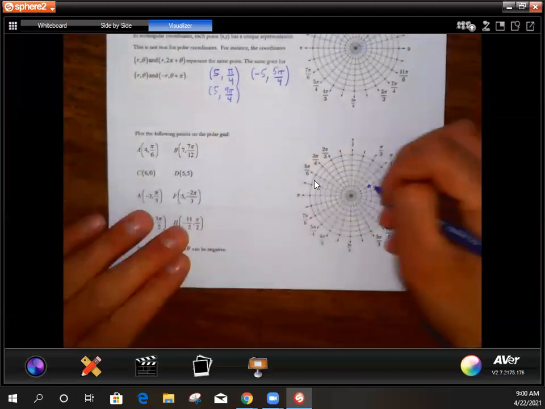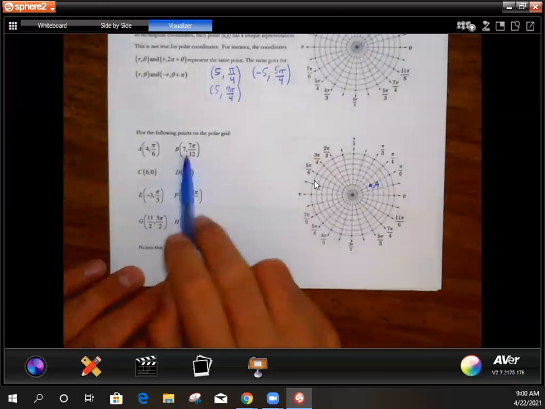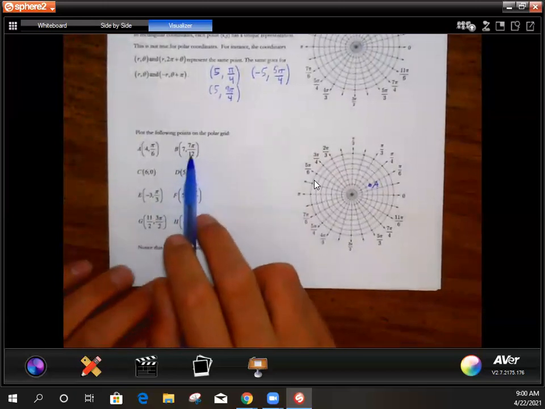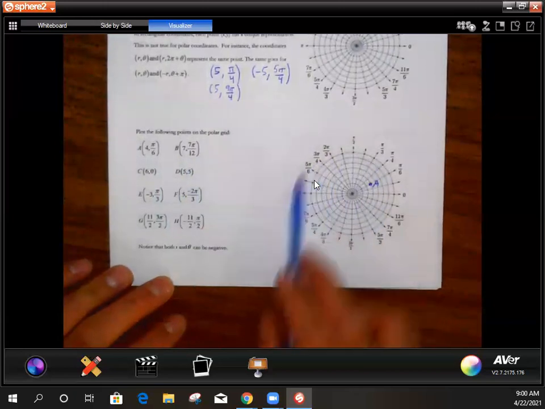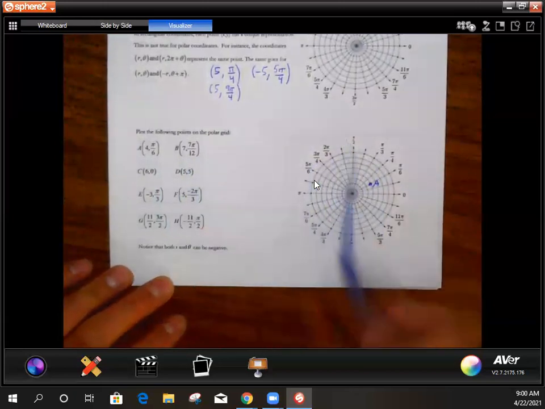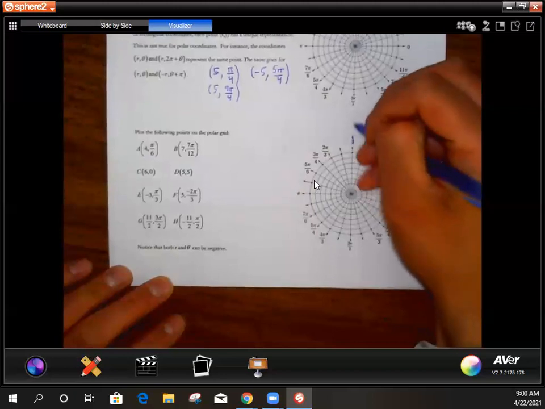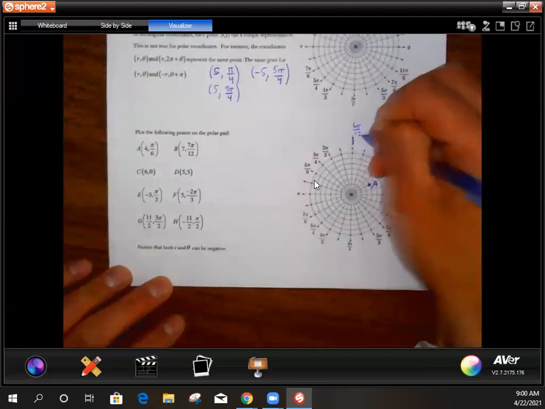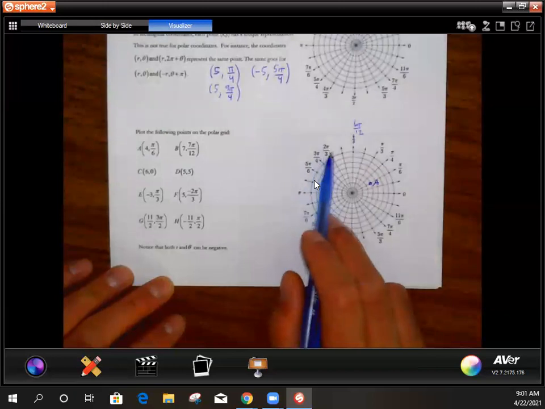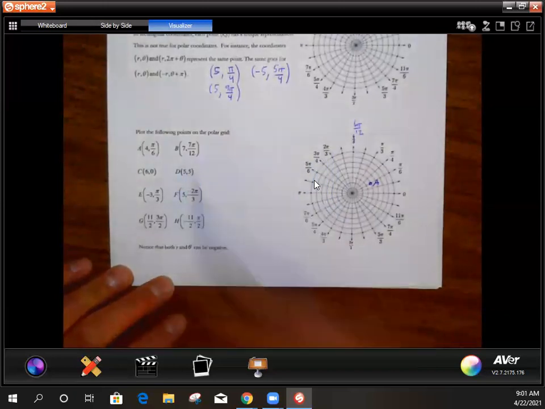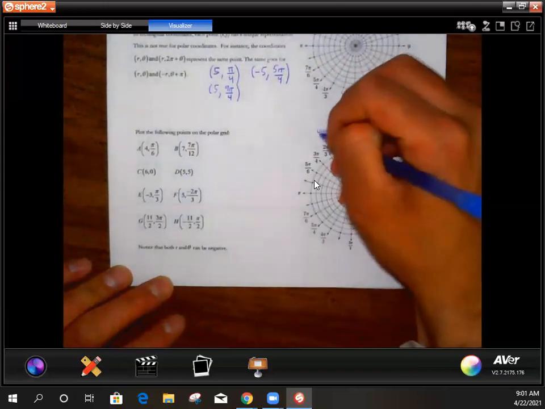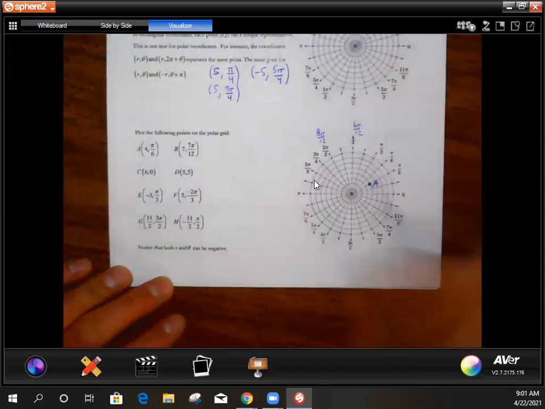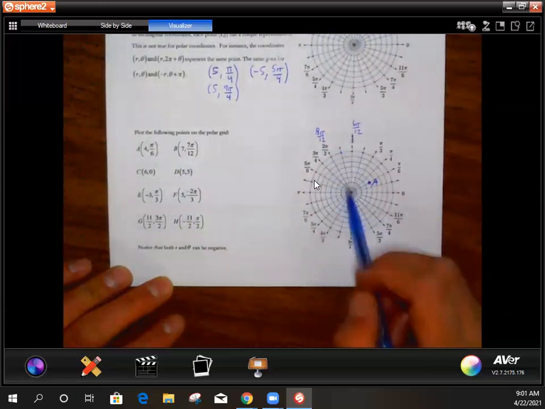So that's point A. All right, (7, 7π/12). Because there's no π/12 on here, you could convert π/2 to 6π/12, and then 2π/3. If we get a common denominator, multiply the top and the bottom by 4, that would be 8π/12. So 7π/12 is going to be right in between.